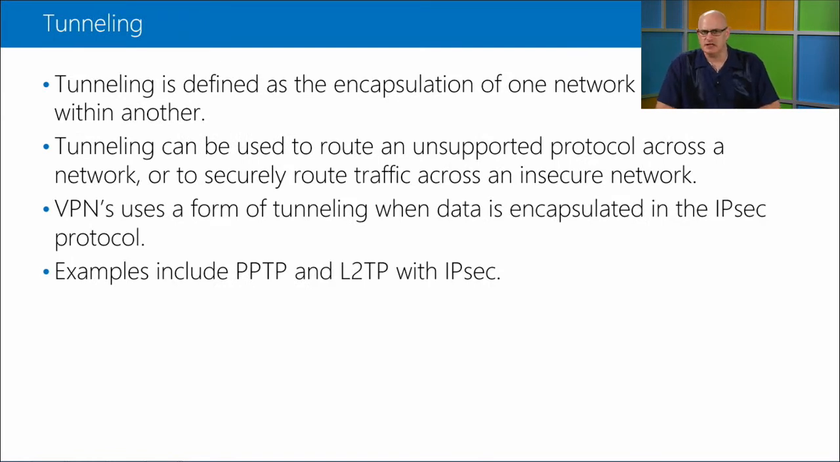Tunneling, we've talked a little bit about tunneling when we talked about IPsec and VPNs. Encapsulation of one network protocol within another. Tunneling can be used to route an unsupported protocol across a network or securely route traffic across an insecure network. VPNs use a form of tunneling when data is encapsulated in the IPsec protocol. And as Christopher mentioned, point-to-point protocol and Layer 2 Tunneling Protocol with IPsec.